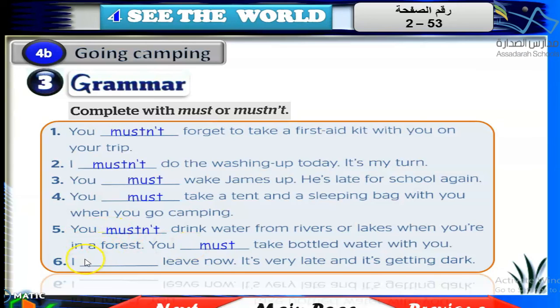Last sentence. I blank leave now. It's very late and it's getting dark. I must leave now. It's very late, and it's getting dark.